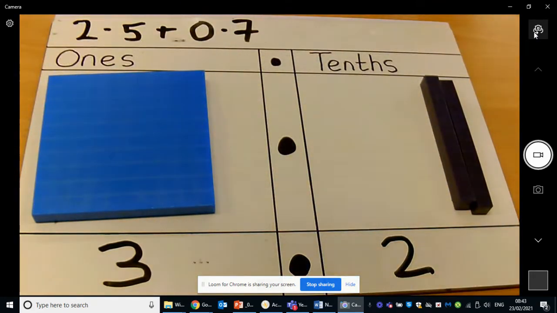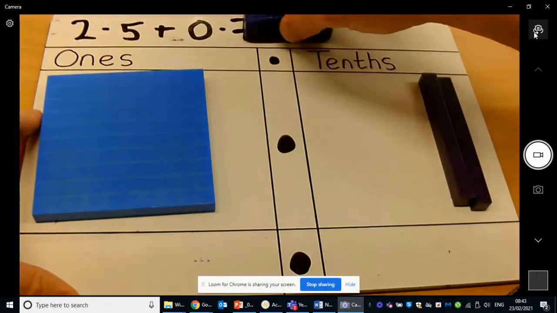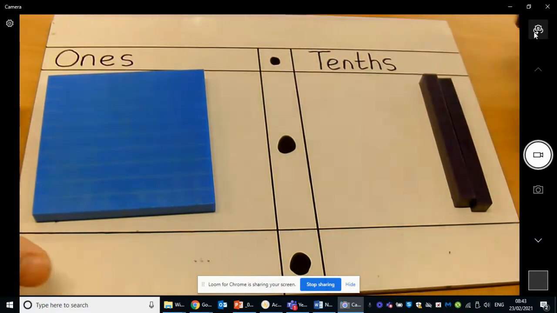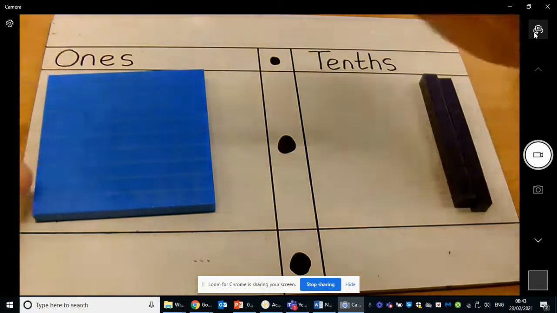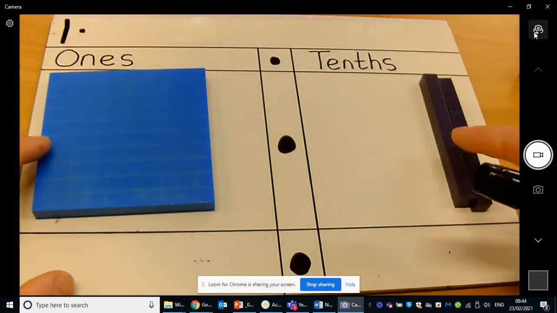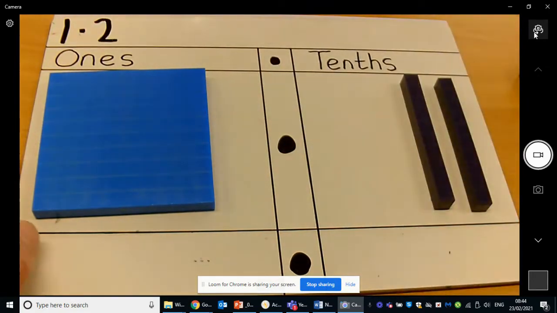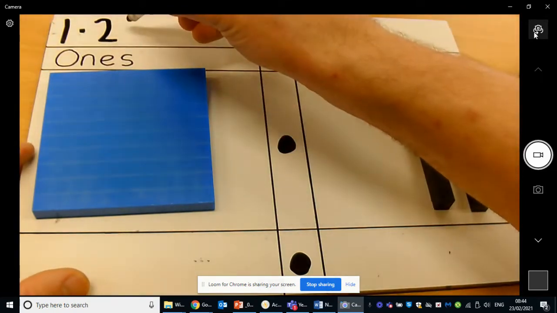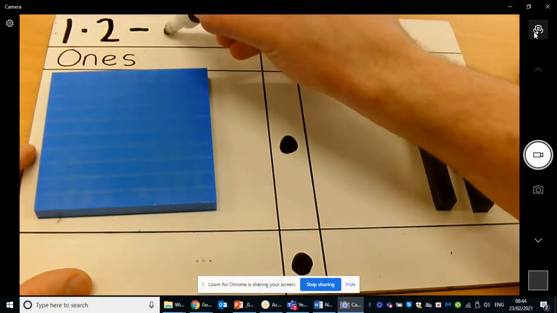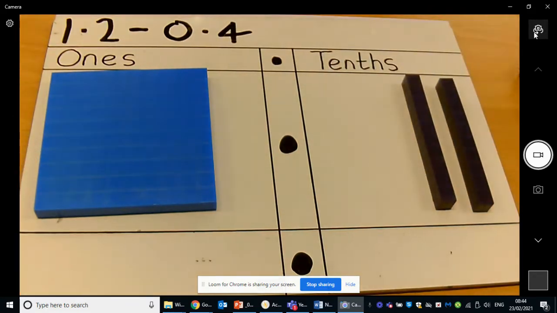Now, what happens if we're going the other way? So I'm going to remove a couple of these now. And let's look at subtraction. So this number at the moment that I've got displayed with my Deans is 1 whole and 2 tenths, so 1.2. And this time I want to subtract 0.4. Now, how am I going to do that?